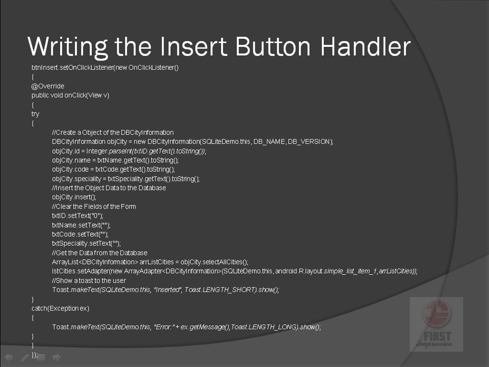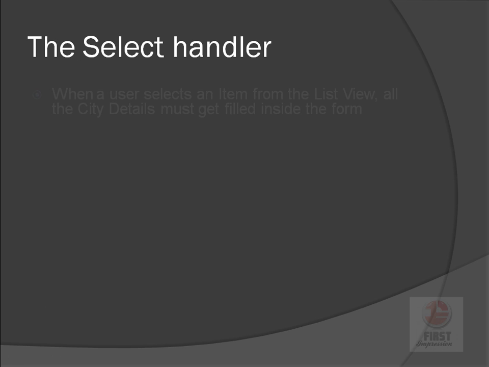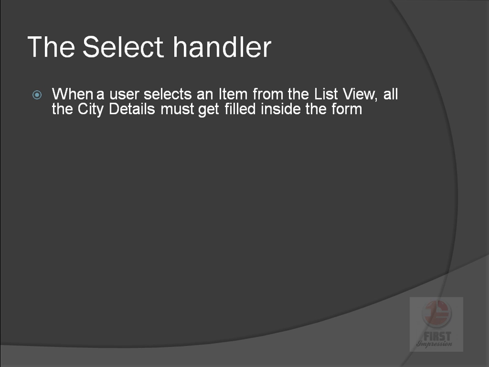Similarly, let's do the select handler. When a user selects an item from the list view, all the details must get filled inside the form. So when you have a list view and the user clicks on one of the cities of the list view, at that time all the records of that item must be filled inside the form. For example, if I click on Nagpur's record, then all the details of Nagpur must be filled inside the form.